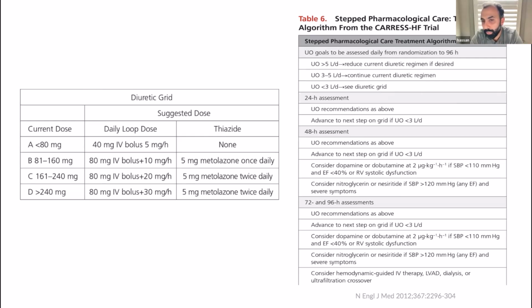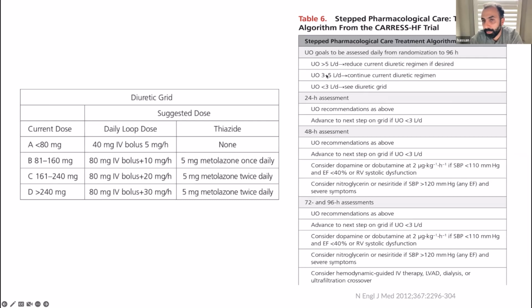Urine output and decongestion symptoms, and as you can see on the upper part here, that's what they like to see. If less than three, that's not enough. So we have to go up to the next grid. If it's three to five, well, we can continue the same. I still say three is not enough because of our restriction.